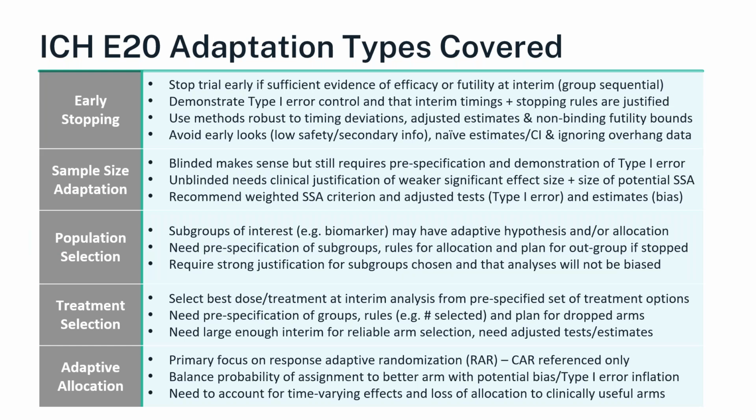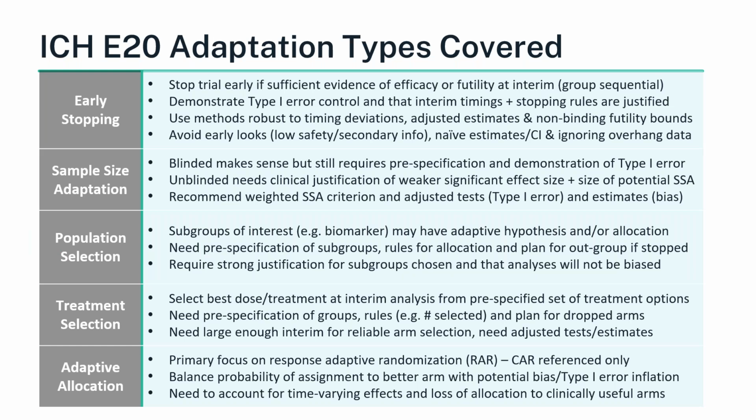And adaptive allocation, the primary focus is on response adaptive randomization. So basically allocating patients to the arms which have the best response so far, which show the most promise in terms of their therapeutic effectiveness. Covariate adaptive randomization, which includes things like minimization and such, was given a decent amount of coverage in the FDA guidance. It's basically only given a cursory mention here, perhaps suggesting that they don't believe covariate adaptive randomization has as much value or as much interest as RAR. And for RAR, you need to balance the probability of assignment to the better arm with obviously the potential bias and type 1 error inflation.